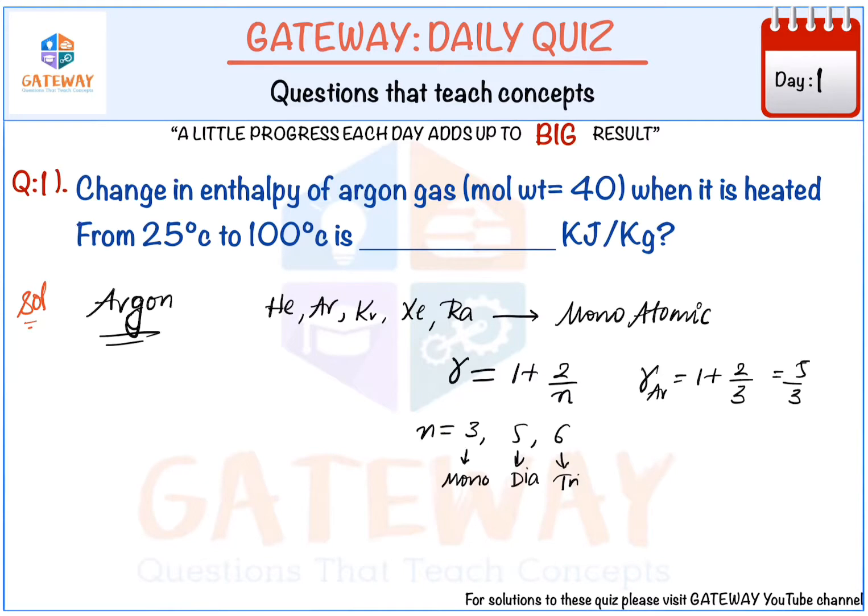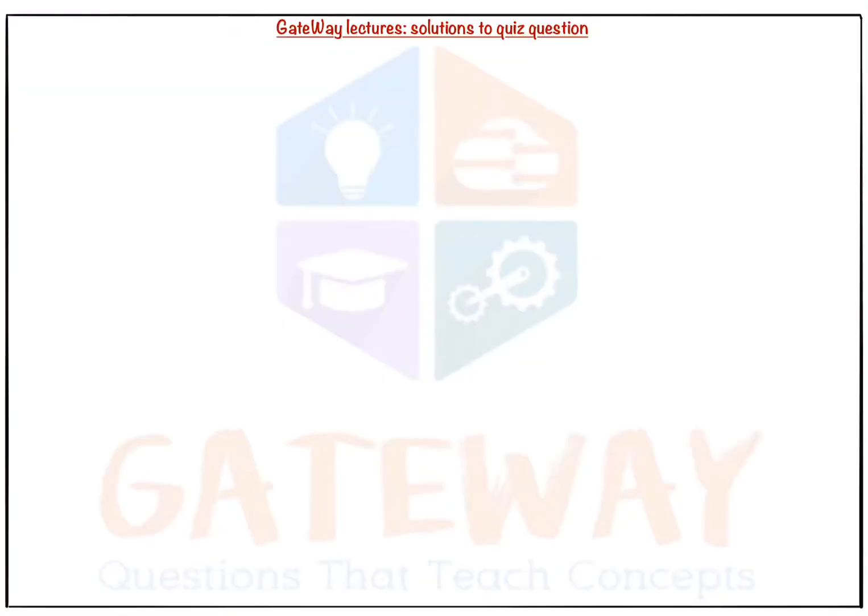And what was the given data in the question? Molecular weight of argon was given as 40 and change in temperature was given as 75. Okay. Now we need to calculate enthalpy. So what is actually enthalpy? Heat flow at constant pressure is called enthalpy. So that will be equal to m Cp delta T or n Cp bar delta T. Since here mass is not known, we can write n Cp bar delta T.